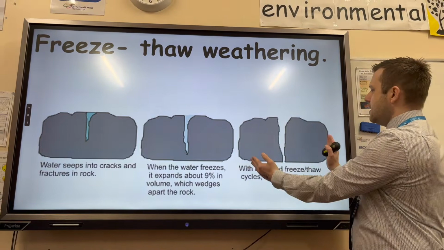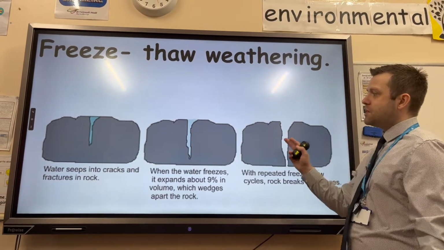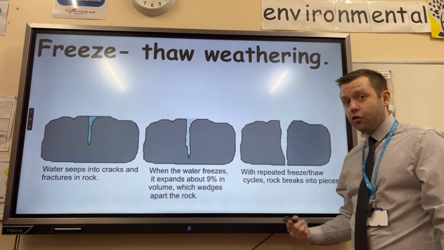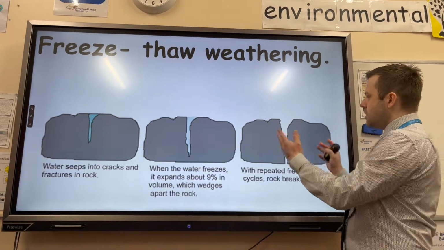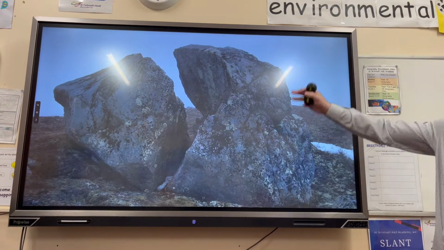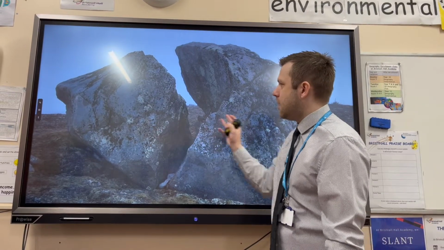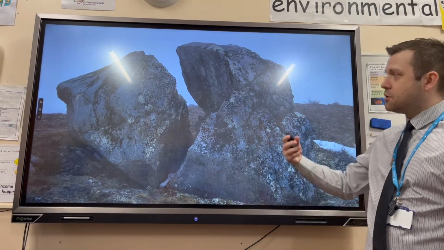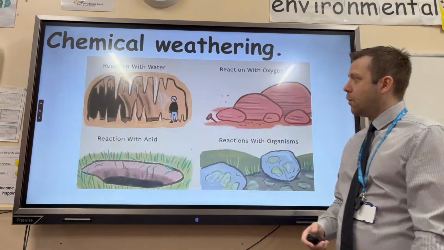The next day, it will melt. This process of freezing water and thawing or melting water eventually causes the rocks to break away. And you can see this huge rock here that, if by magic, seems to have been split apart, but it's not. It's because of the process of freeze-thaw weathering.